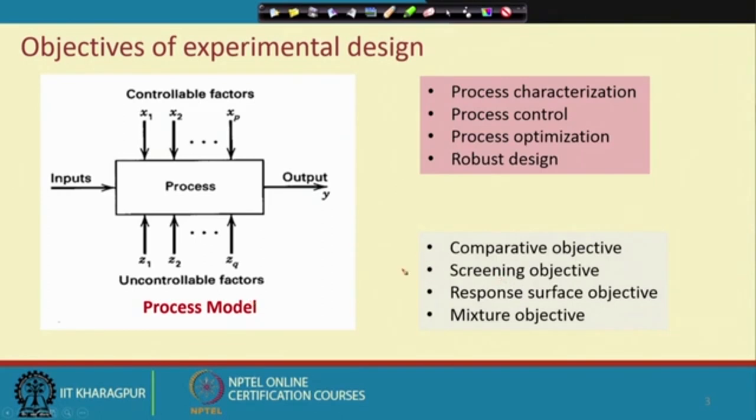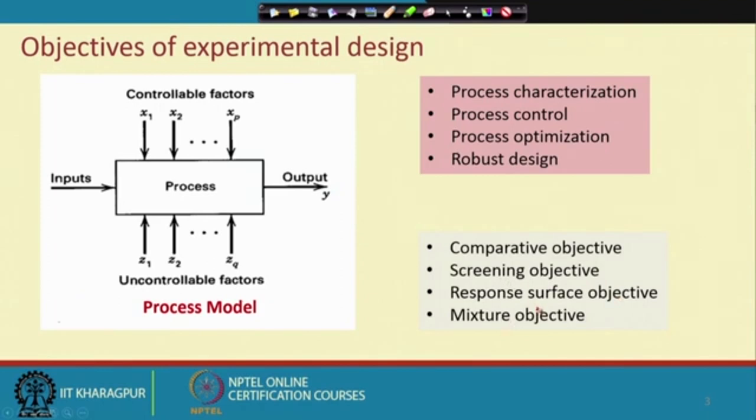We can see the objectives in some other ways, like there may be comparative objectives. By comparative objective, we mean that there are several factors which are governing the output variable. So, which factors have more effect, which have less effect, in that sense you can do some comparison. Then the screening objectives: there may be some factors which contribute insignificantly towards the output or the behavior of the response variable, and those will be screened out for subsequent analysis and decision making, and that is why this is known as screening objective. Then response surface objective.